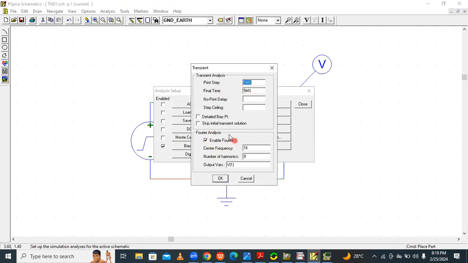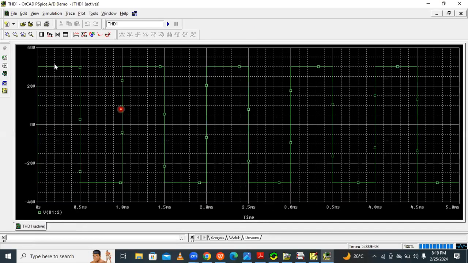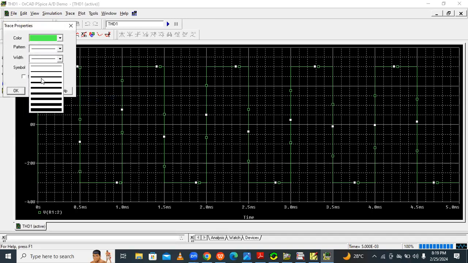Enabling Fourier series is very important. Enable Fourier series; this mark is compulsory. Enable Fourier series, with center frequency 1 kilohertz, the number of harmonics 9, and output variable V of 1. Then press okay, close, and simulate.